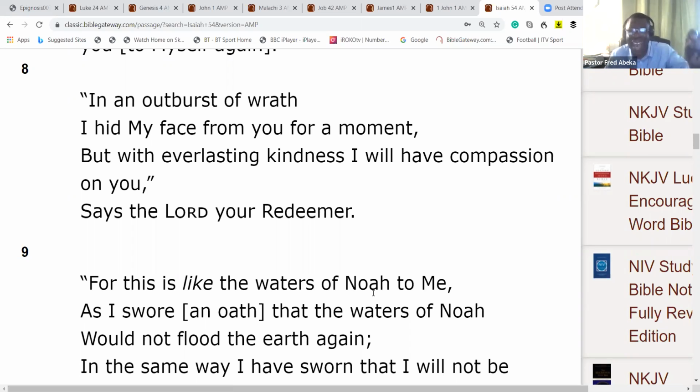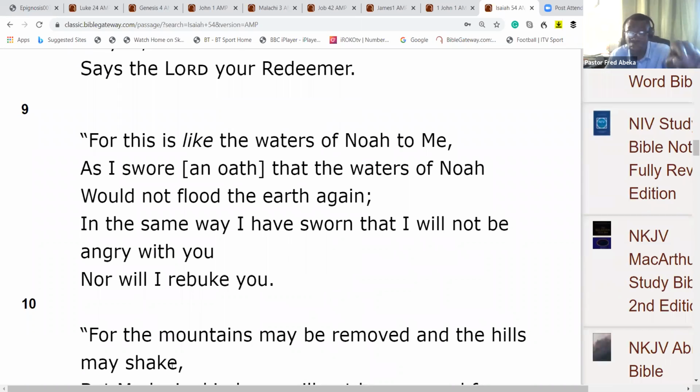So to say, in an outburst of wrath I hid my face from you for a moment, but with everlasting kindness I have compassion. It looks like tautology here, says the Redeemer. Look at it, verse 9. We'll come to that. I'll deal more with this on Monday.